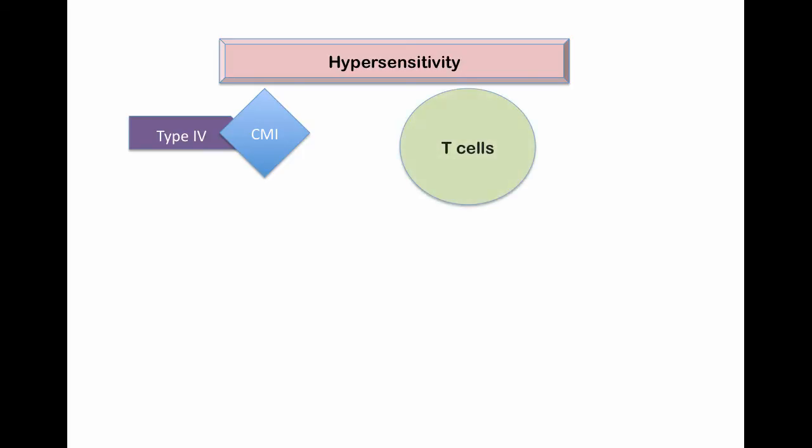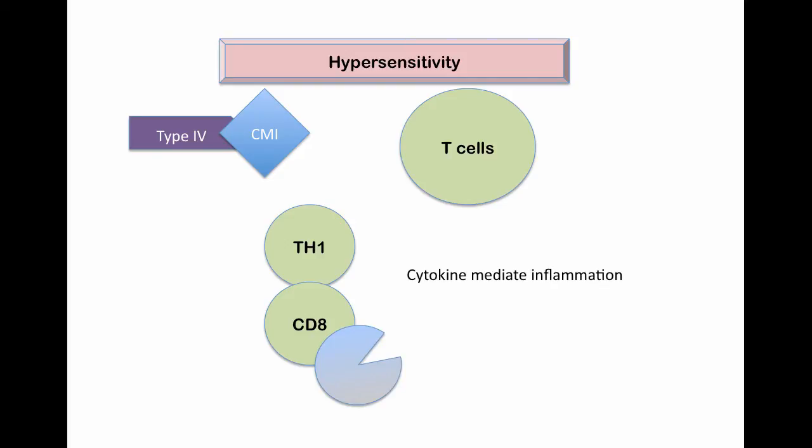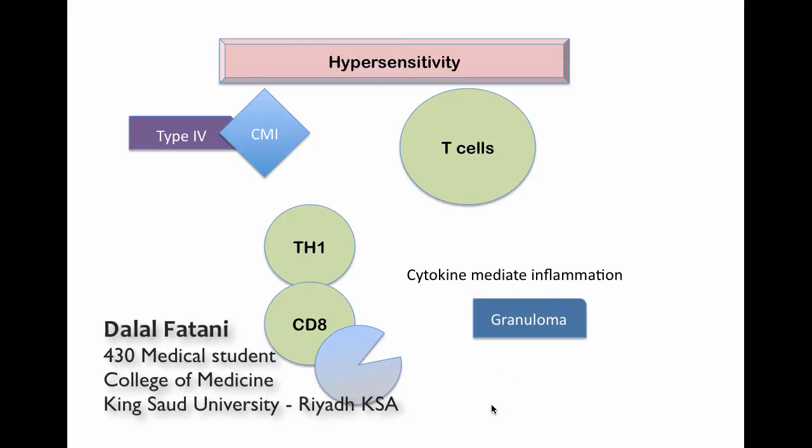The fourth type is the only type that is cell-mediated immunity, so antibodies are not responsible here. Instead, T cells are responsible. Most importantly, T helper 1, which activates CD8, which later activate macrophages. This will result in cytokine-mediated inflammation. This often results in abnormal response like a granuloma formation, which is the case in sarcoidosis and tuberculosis.